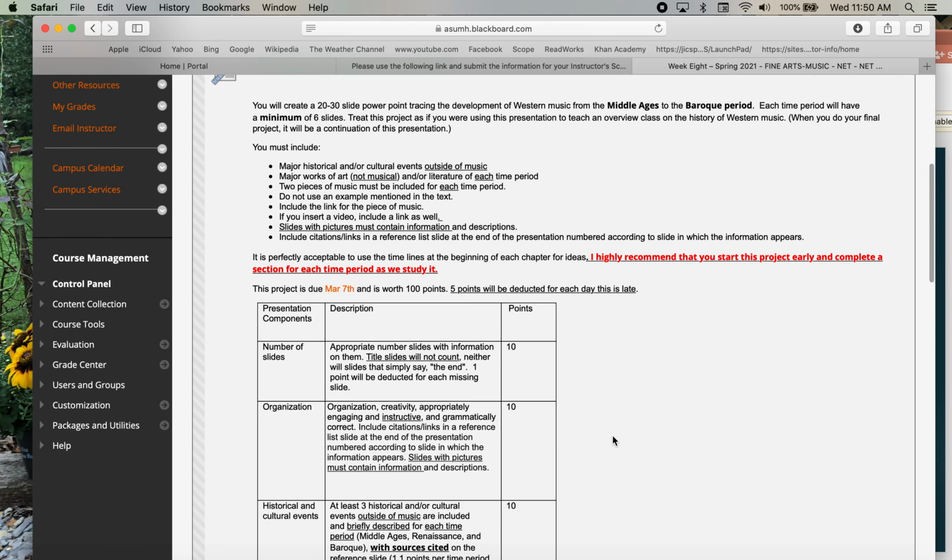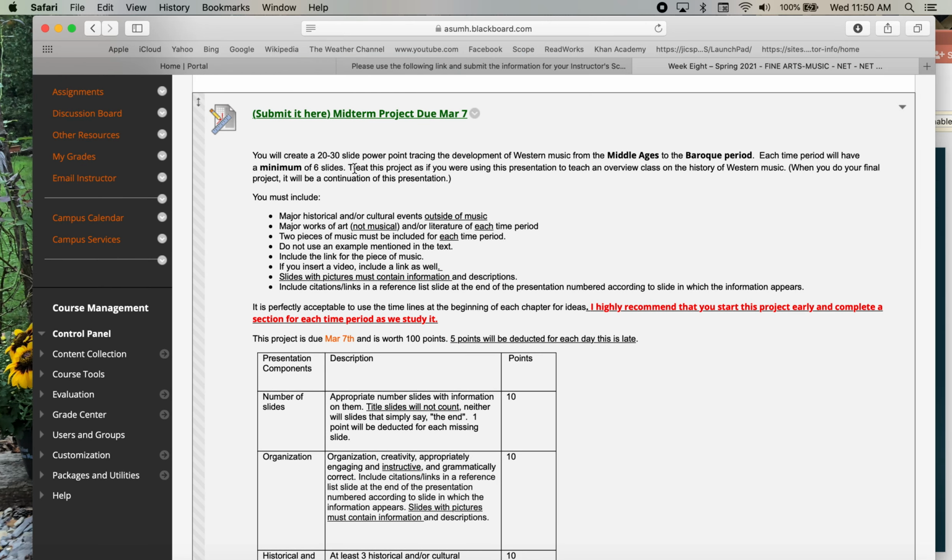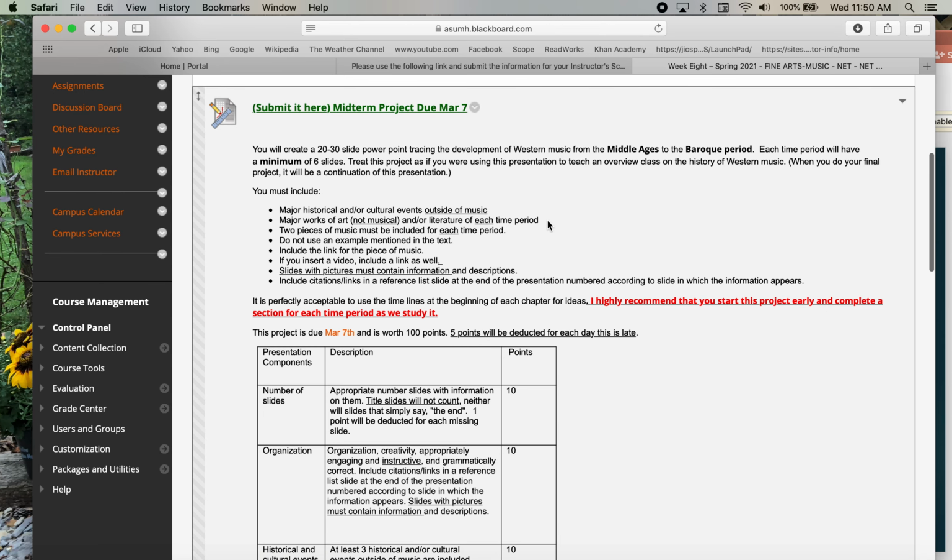Okay, so what you're going to be doing is creating a 20 to 30 slide PowerPoint showing the development of Western music from the Middle Ages to the Baroque period. I want you to think of this as if you were teaching someone else what you've learned so far in this course. You're going to do a minimum of 6 slides per time period, and you're going to include a few things. You're going to include major historical and or cultural events outside of music, and I'm going to show you an example in just a minute. Also major works of art and or literature of each time period.